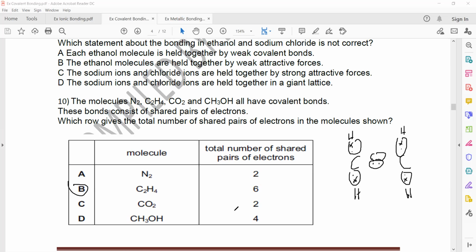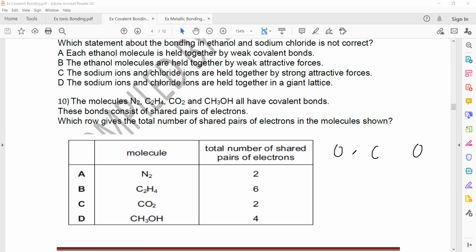Why not C? Because I will draw all. Why not C? Carbon dioxide: carbon belongs to group 4, so it will share 4. Oxygen belongs to group 6, so it will share 2. If this oxygen shares 2, carbon will share 2 from that side. If the other oxygen shares 2, carbon will also share 2 from that side. So how many pairs are there? 1, 2, 3, 4. So 4 pairs are there, but it's given 2, so this cannot be the answer.